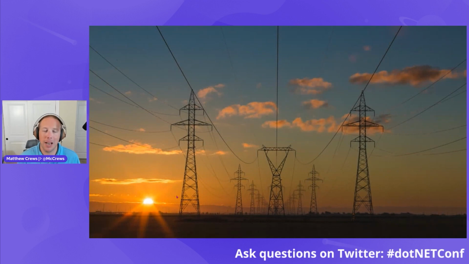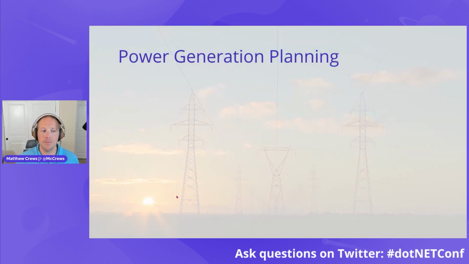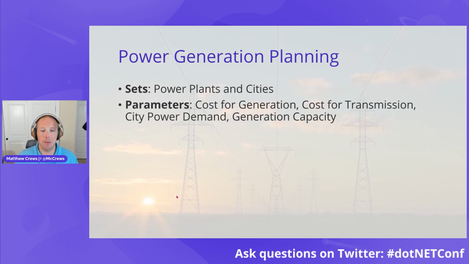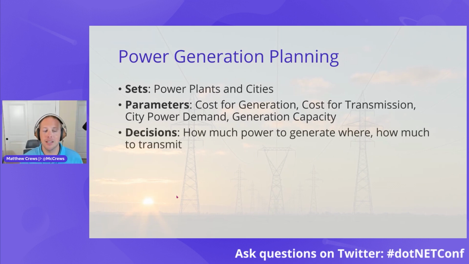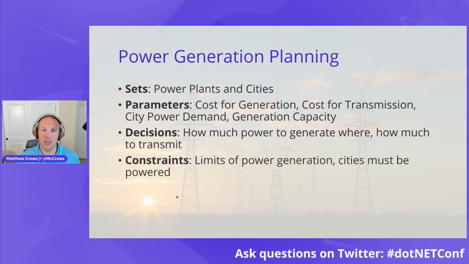The first one comes from the power industry, where we need to make a plan for producing and distributing power. The sets in this case would be power plants, where we can produce power, and cities, where we're sending power to. The parameters would be the cost of generating power, the cost of transmission, what the city's demand for power is, and what the capacity is of the power plants. Decisions would be, how much do we produce at a power plant, and how much do we send along the different transmission lines? Constraints are, you can only produce so much power, and we do need to actually power the cities. And our objective in this case is to minimize the overall cost.